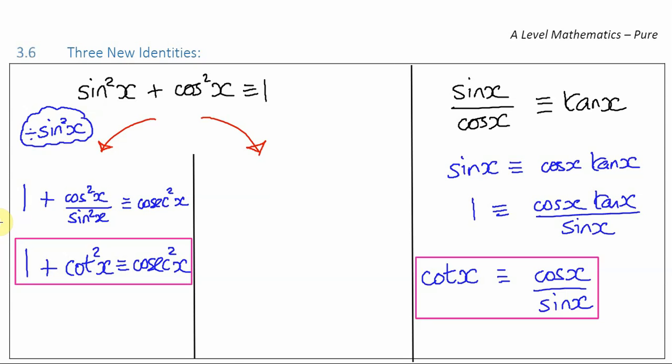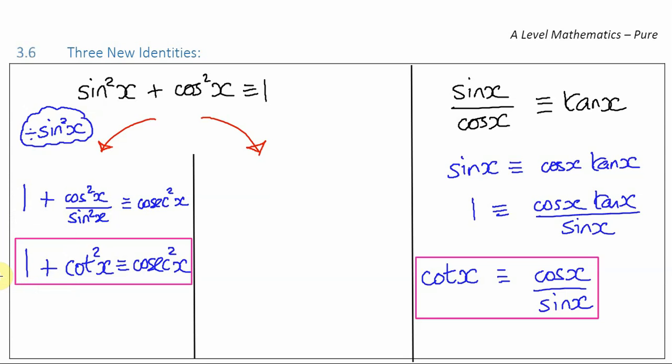I say all values of x, there is a small limitation there. If x gave us a value of sine that was 0, then it's not allowed to go into these functions. So there are some x values that you can't work out the cosec of, and you can't work out the cot of. Think about the graphs of cosec x and cot x. They have asymptotes. So it's those values that I'm talking about.